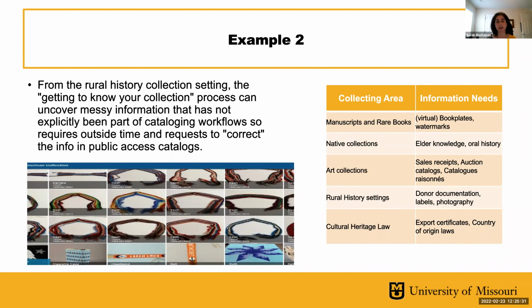And this is what came out in this example. It's the process of uncovering messy information that has not explicitly been part of the cataloging workflows of the past. So that's why there's often a disconnect between what we see in an exhibit label, where an item will be numbered and it will indicate the source. But also if you compare that label to what's online in the catalog record, there might be more or less levels of information on the two sources.